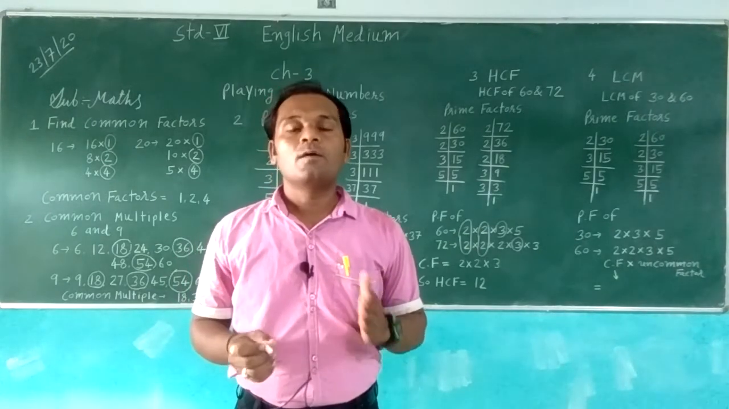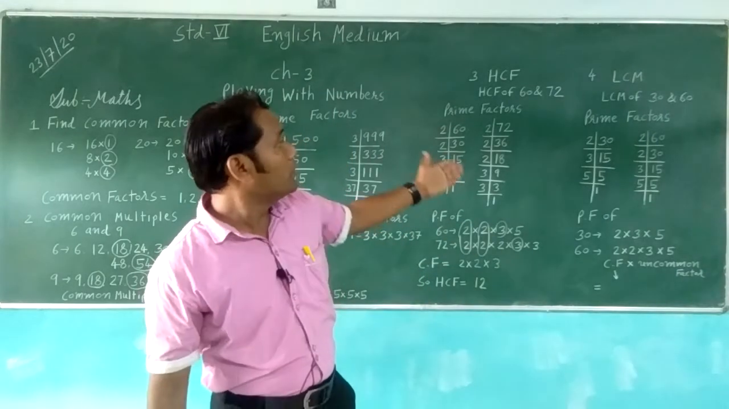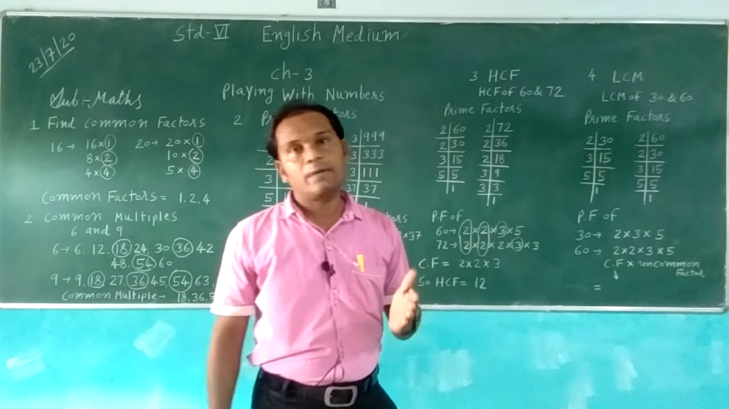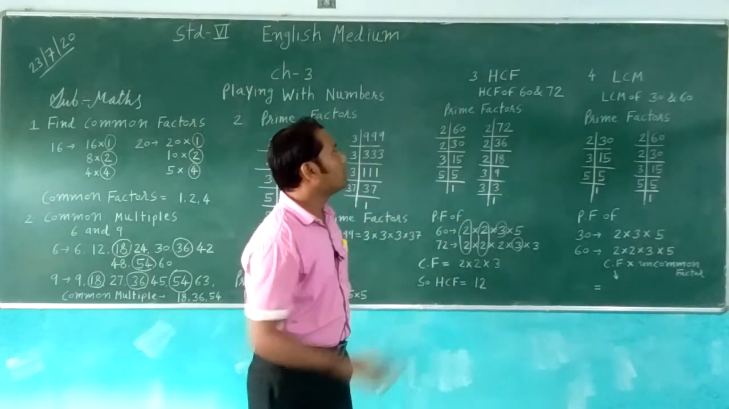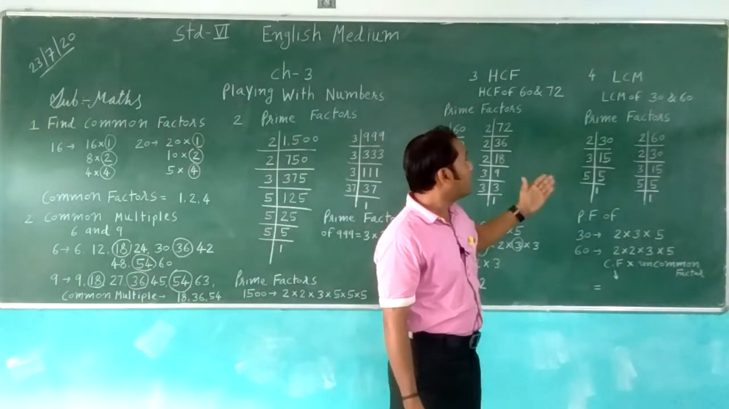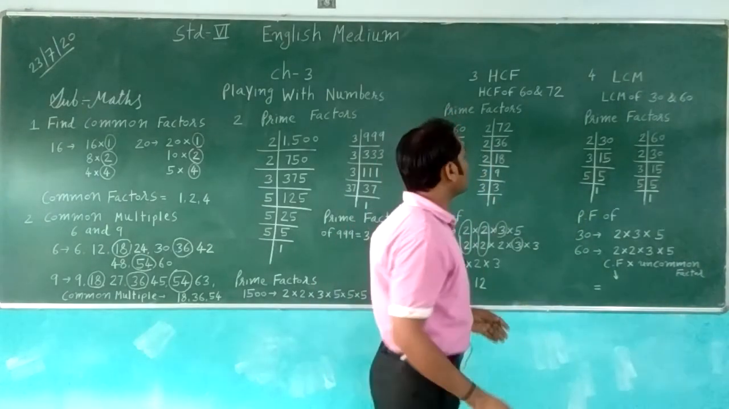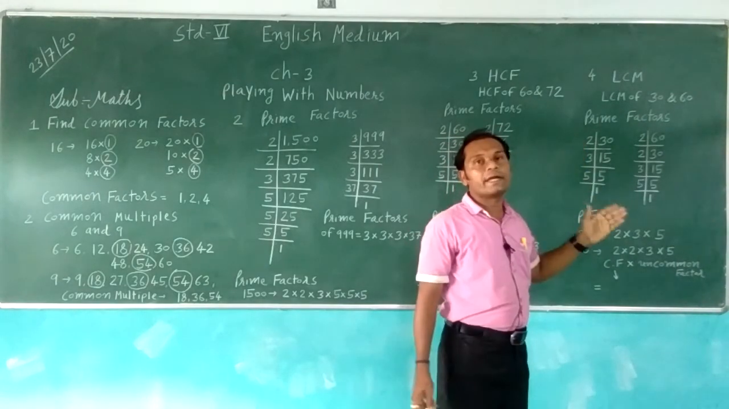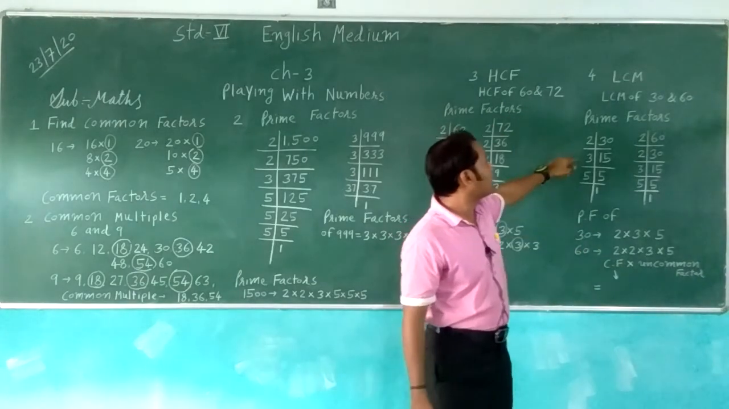We will use the same method, the prime factorization method, here. We'll use the prime factor method and we'll find the LCM, the lowest common multiple of the numbers. So let's find the LCM of 30 and 60 by the prime factorization method. First of all, you all know that we need to find the prime factors of the given numbers.